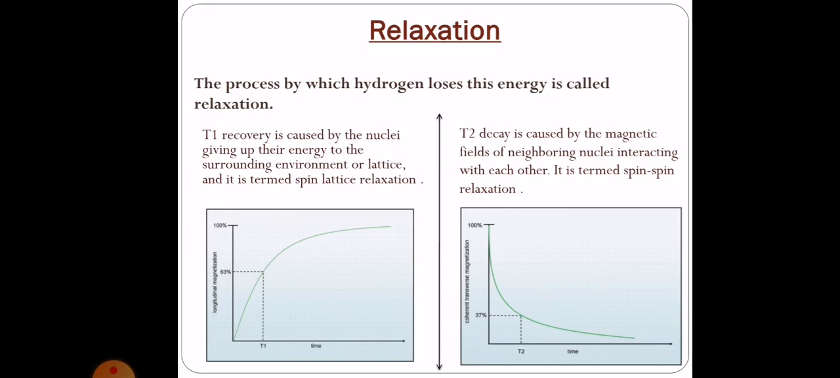Now what is T2 decay? T2 decay is caused by nuclei exchanging energy with neighboring nuclei, and the energy exchange is caused by the magnetic field of each nucleus interacting with each neighbor. And why is it called decay? T2 relaxation results in the loss of transverse magnetization due to interaction between the magnetic fields of adjacent nuclei. That is why it is called decay.